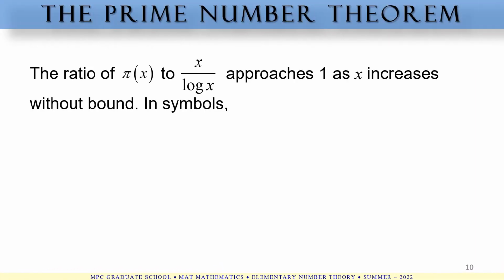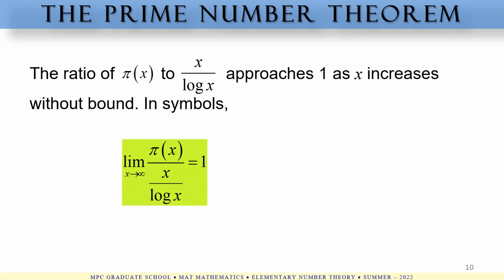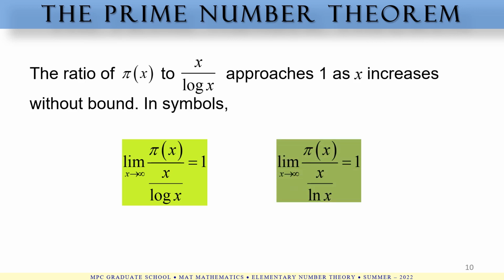The prime number theorem states that the ratio of pi of x to x over log x approaches 1 as x increases without bound. In symbols, the limit of the ratio of pi of x and x over log x as x approaches positive infinity is equal to 1, or the limit of the ratio of pi of x and x over ln x as x approaches positive infinity is 1. The prime number theorem says pi of x is asymptotically equivalent to x over log x.